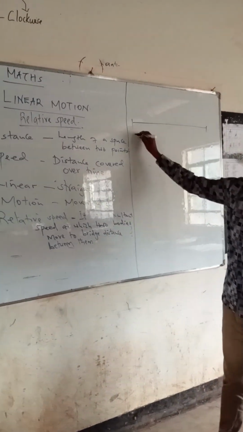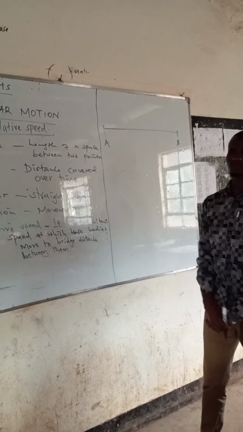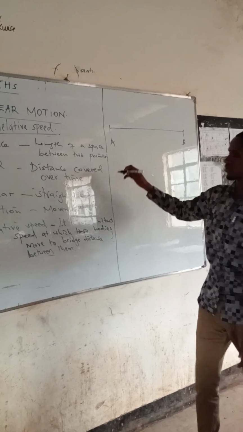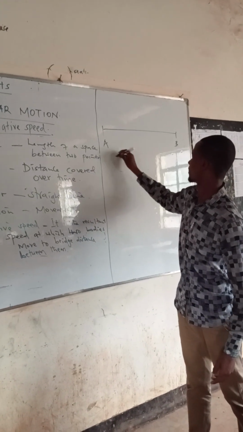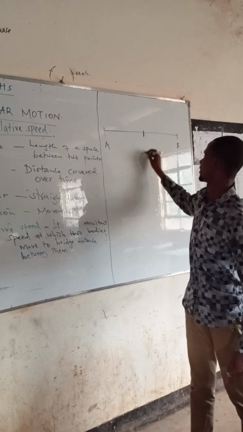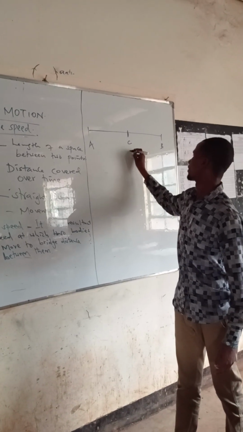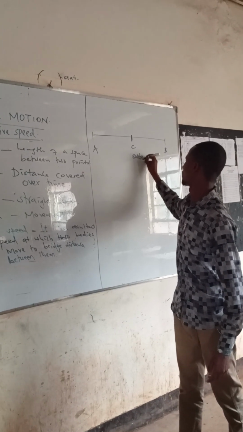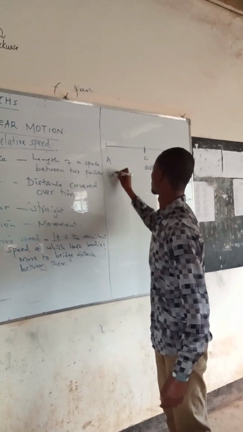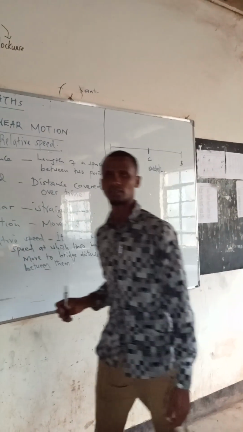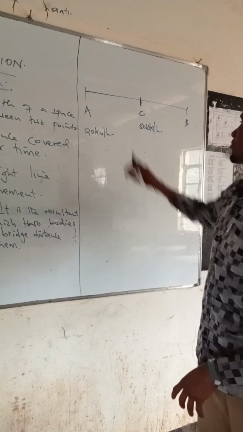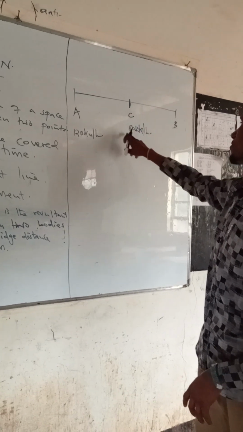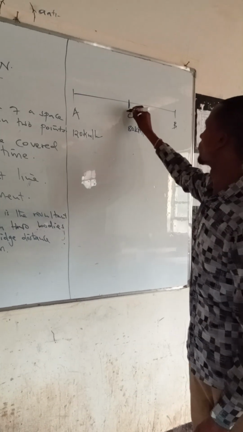Another scenario is whereby you have the same points, A and B. So you find the same vehicle moving, let us say, from this point here, which is point C. This one is moving at 80 kilometers per hour, and this other one is moving at 120 kilometers per hour.